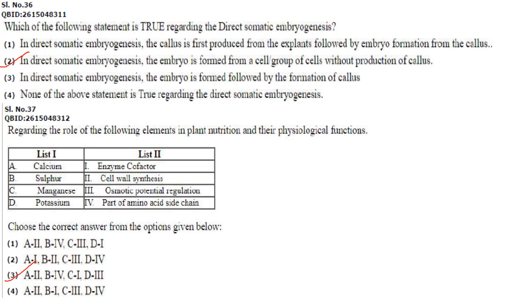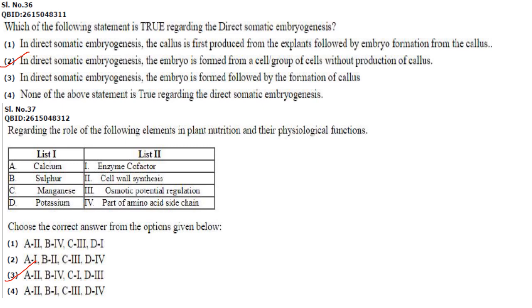Sorry. Next one. Regarding the role of the following elements in plant nutrition and their physiological function. List 1 has the elements in plant nutrition and list 2 has the physiological functions. So calcium is involved in cell wall synthesis. Calcium pectate you need there. So calcium is involved in cell wall synthesis.